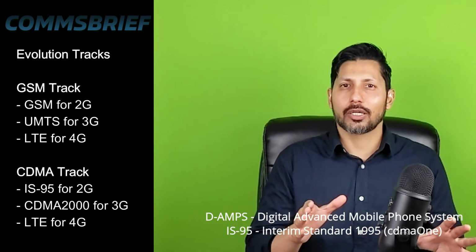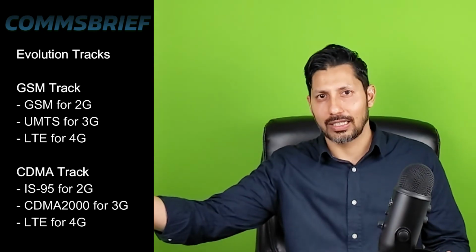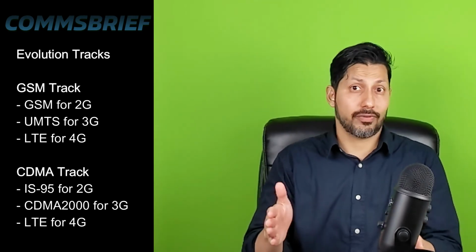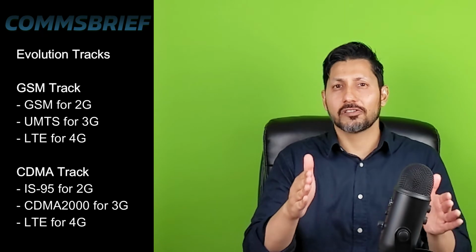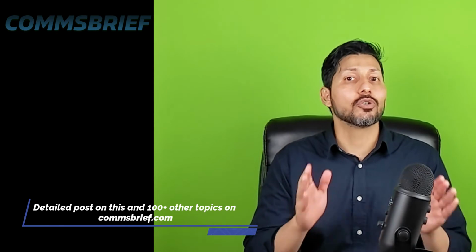On the GSM track, we have technologies like GSM and UMTS, and of course the fourth generation is LTE. And on the CDMA track, we have technologies like IS-95 for the second generation, then CDMA 2000 for the third generation, and LTE for the fourth generation. So basically, mobile networks on both the CDMA and GSM track can migrate to 4G using the LTE technology.